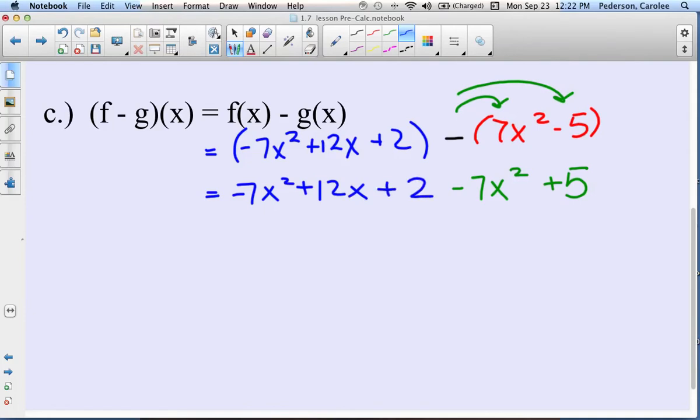And now we combine like terms. Negative 7x squared and negative 7x squared combine to negative 14x squared. The next term is 12x by itself. And then 2 and 5 combine together to give us 7.